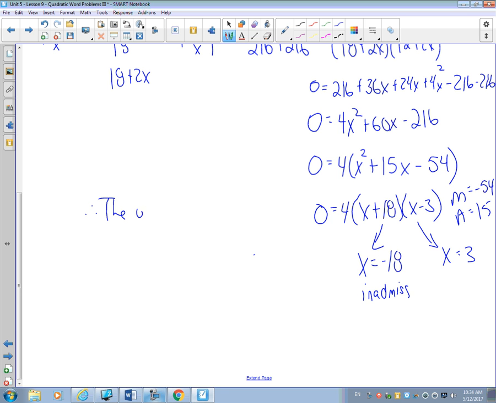The walkway should be 3 meters wide. Done. That's all we need.